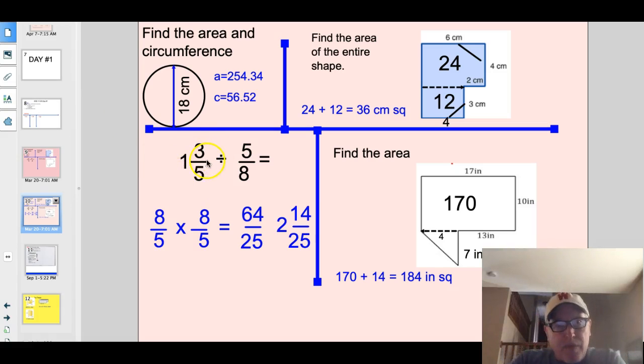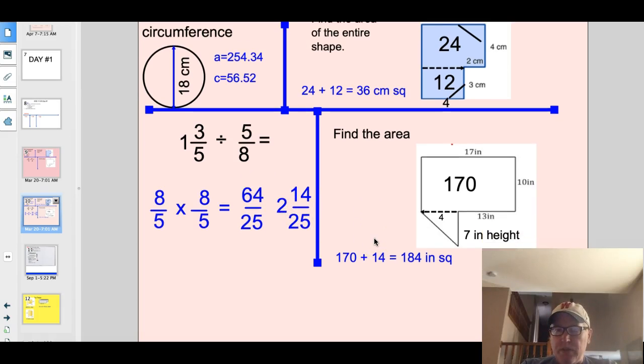A little chapter 5 action here, dividing mixed numbers and fractions. First of all, make this into an improper fraction. That becomes 8/5, and then do the old keep, change, flip. We keep it, we change the sign, we flip it. Multiply straight across, we've got 64/25, and reduce that, we've got 2 and 14/25.